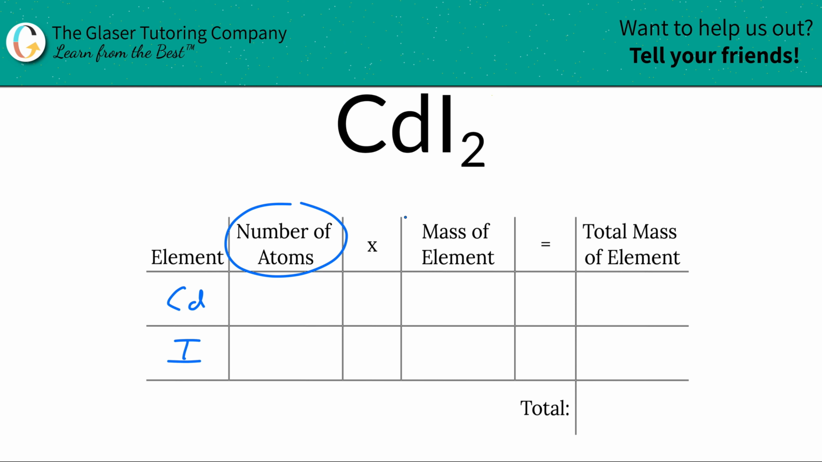Next, we have to identify the number of atoms. That's where the subscripts come into play. At the bottom of cadmium, there is an invisible one down there. So that means there's one cadmium, and there are 2 iodine.